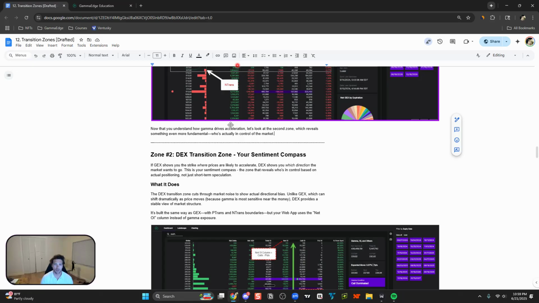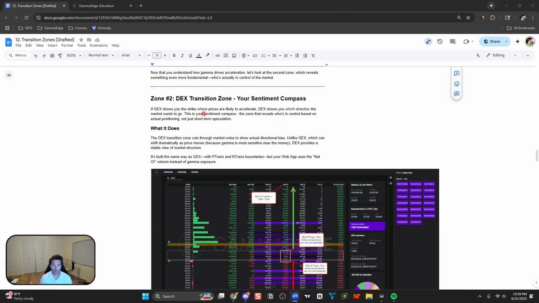And so now that you understand how gamma drives acceleration, let's look at the second zone, which reveals something even more fundamental: who's actually in control of the market. Next we're moving to zone 2, which is the DEX transition zone, which is based off of delta. If GEX shows you the strike where prices are likely to accelerate, DEX, or delta, shows you which direction the market wants to go. This is your sentiment compass, the zone that reveals who's in control based off of actual positioning, not just short-term speculation.